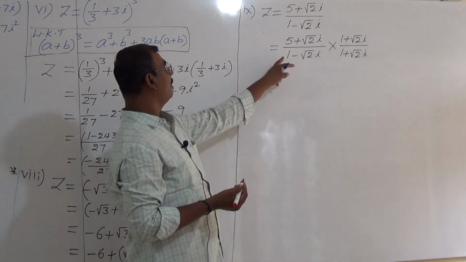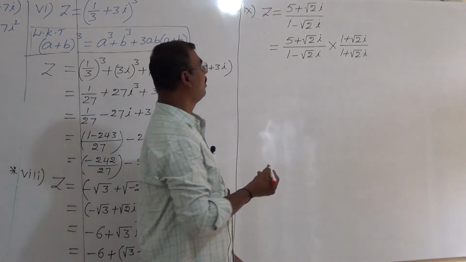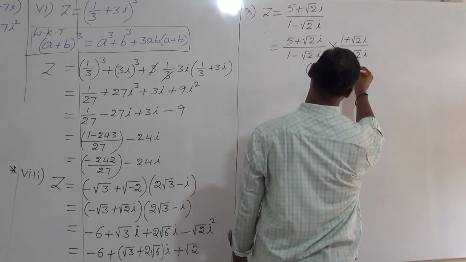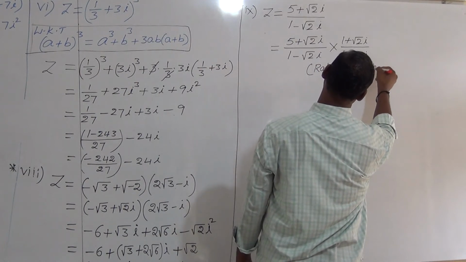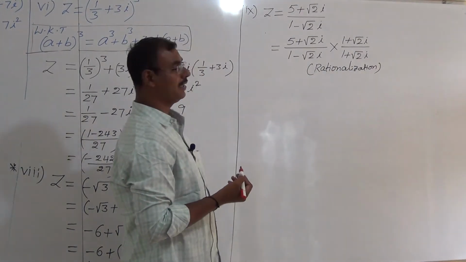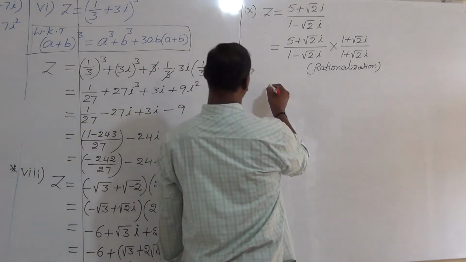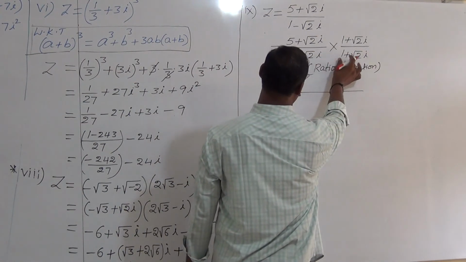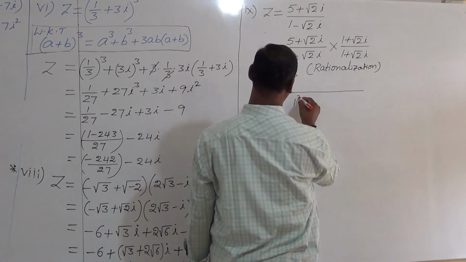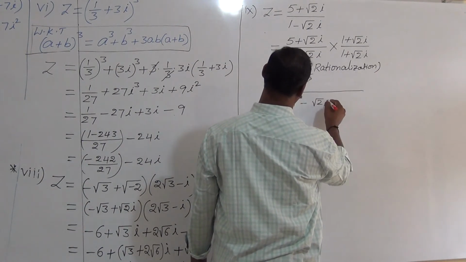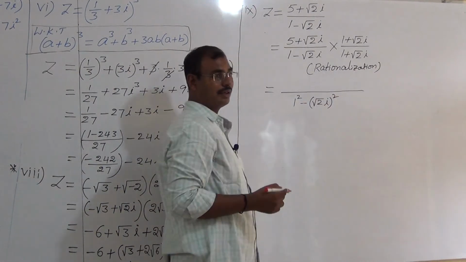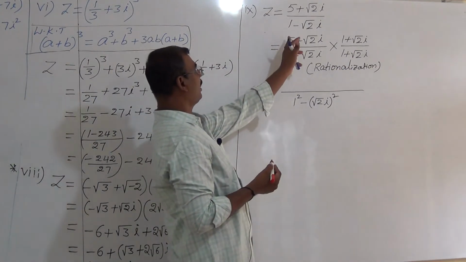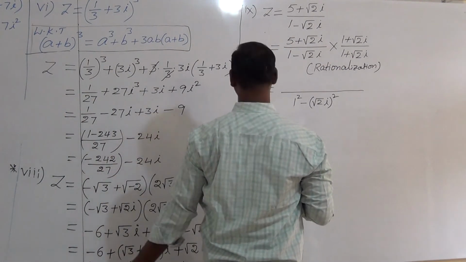This method is called rationalization. So all of you remember rationalization. It is a very useful method to simplify the values. Now simplify this one. We got in the denominator a minus b, a plus b, a square minus b square, 1 square minus root 2 iota whole square. Okay students? A square minus b square formula. Next the numerator, term by term. Just now we completed the multiplication.